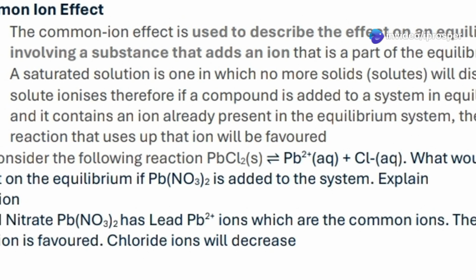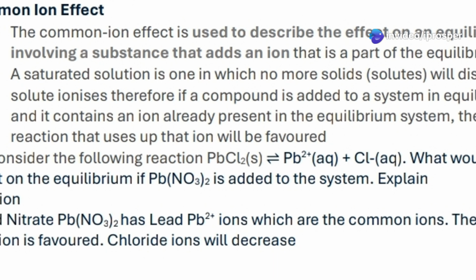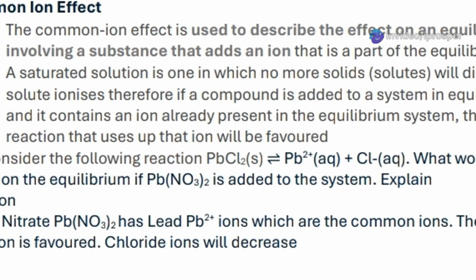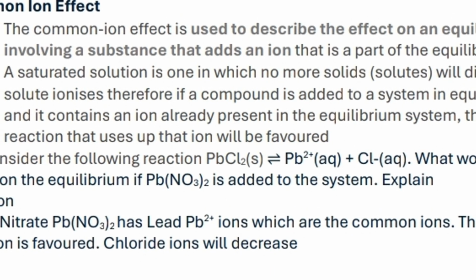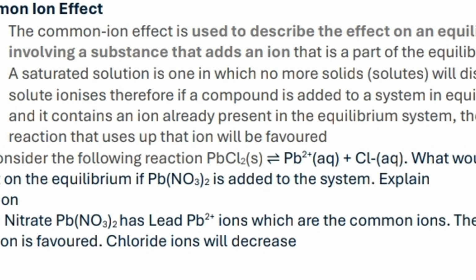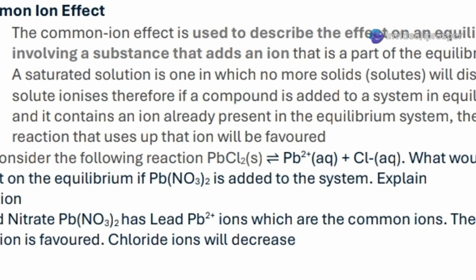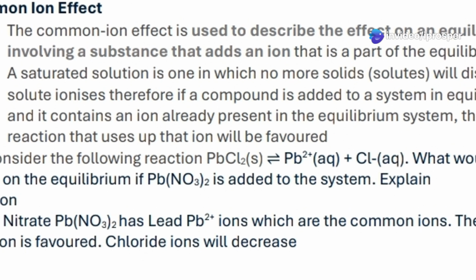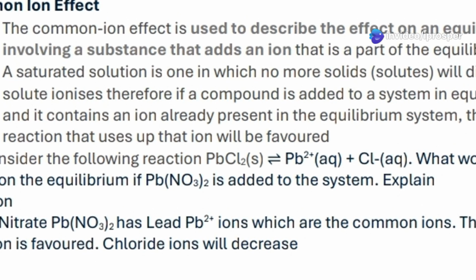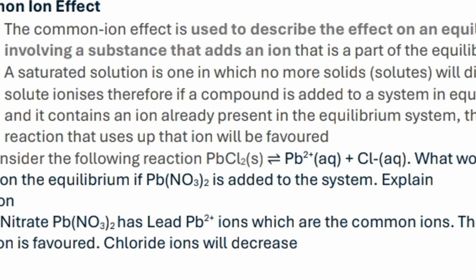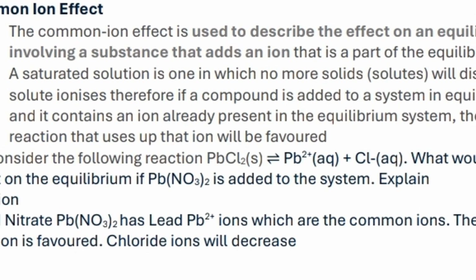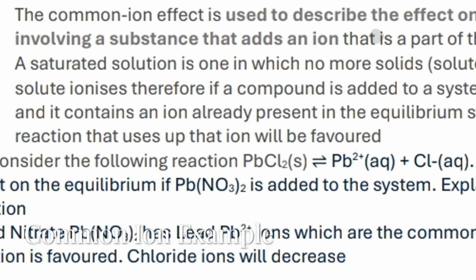The common ion effect is used to describe the effect on an equilibrium involving a substance that adds an ion that is a part of the equilibrium. A saturated solution is one in which no more solids or solutes will dissolve. The solute ionizes. Therefore, if a compound is added to a system in equilibrium and it contains an ion already present in the equilibrium system, then the reaction that uses up that ion will be favored.